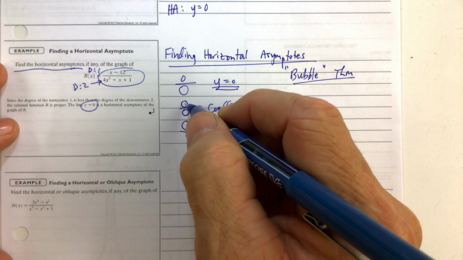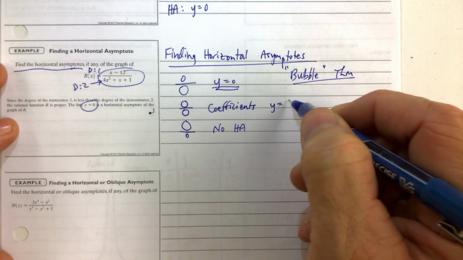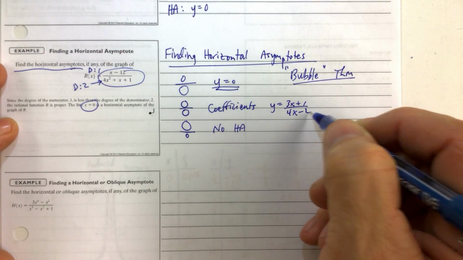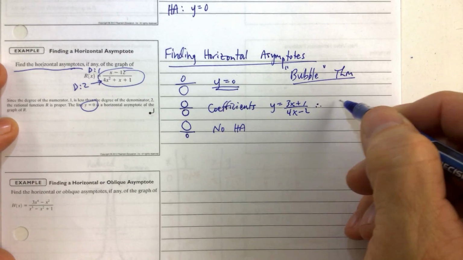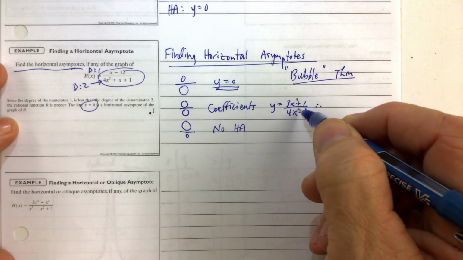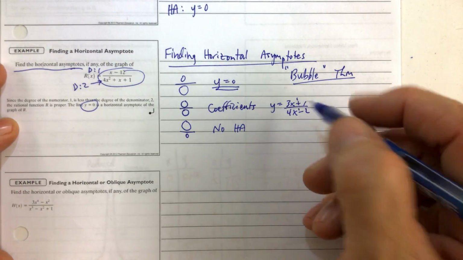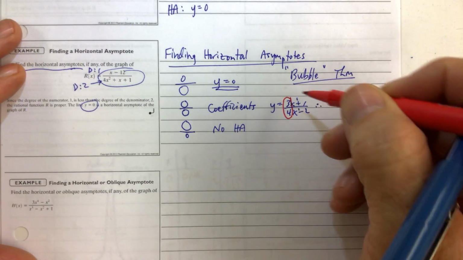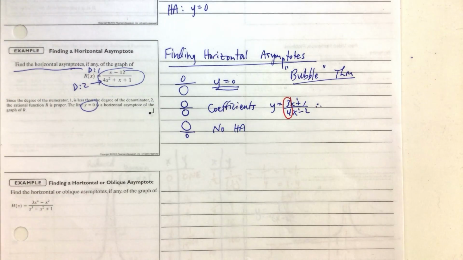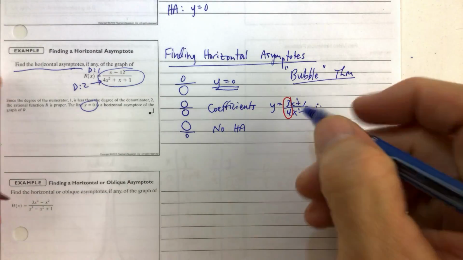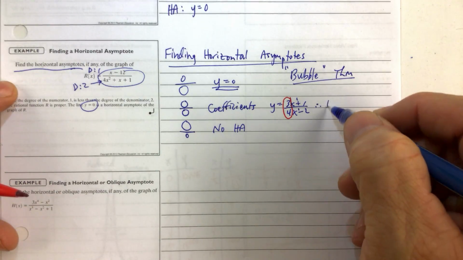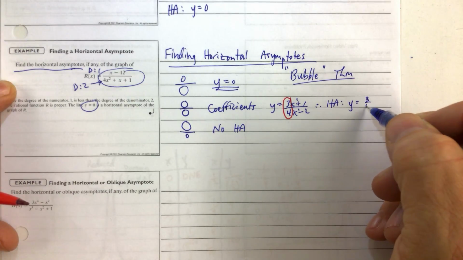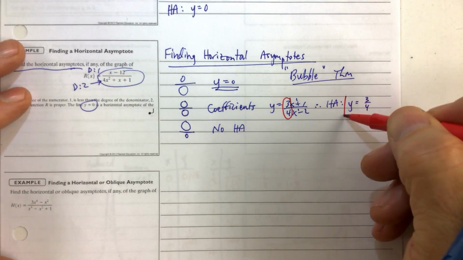Now, if the bubbles are the same size, like let's say we have y equals 3x plus 1 over 4x minus 2, then we would say the bubbles are the same. So the degree in the numerator and denominator are the same. If the bubbles are the same, then they float towards one real number. So you just peel off the coefficients, and the horizontal asymptote would be y equals 3 over 4.